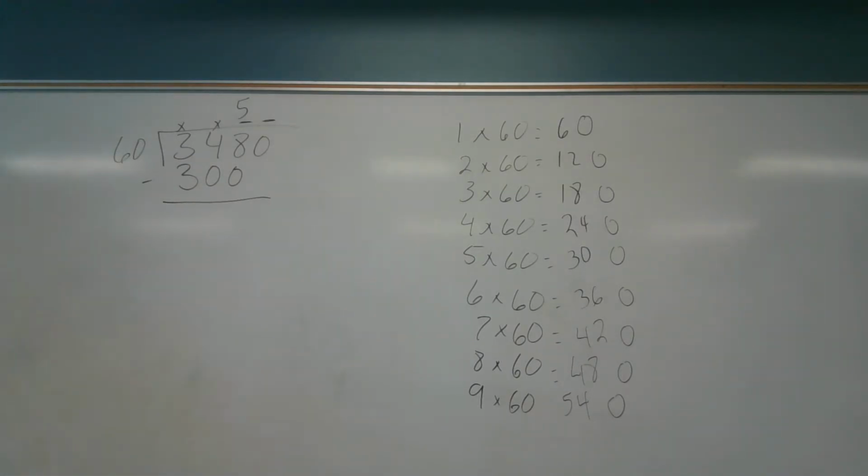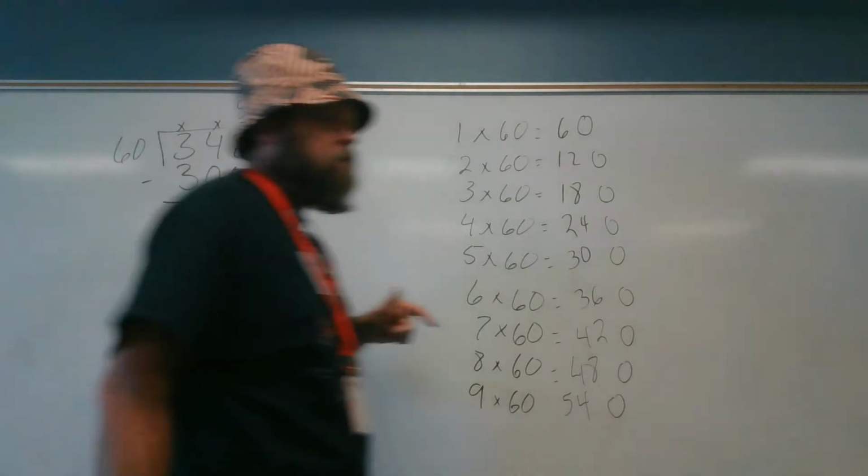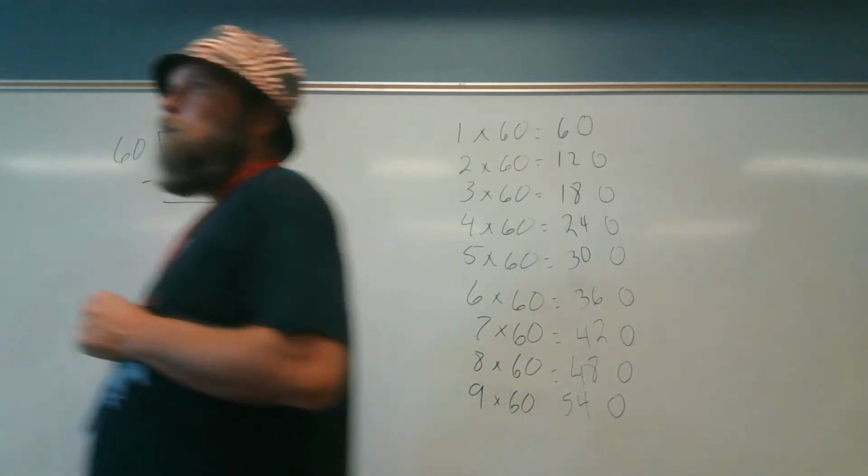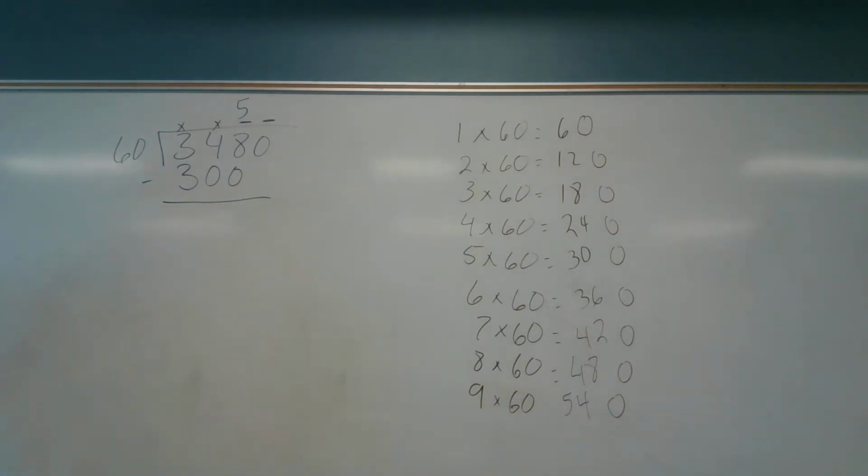That's what 5 times 60 is. It's 300. Put my subtraction sign. I need to find the difference between 348 and 300. Andrea, when I subtract those, what do I get? 48.